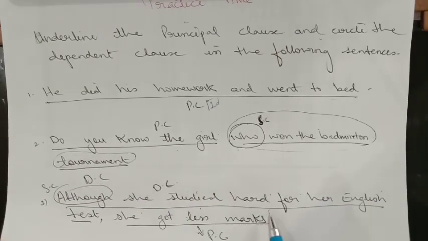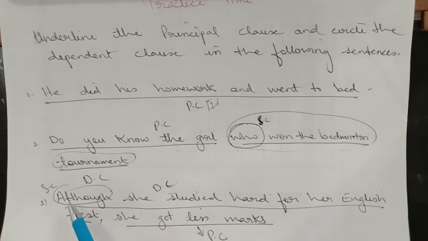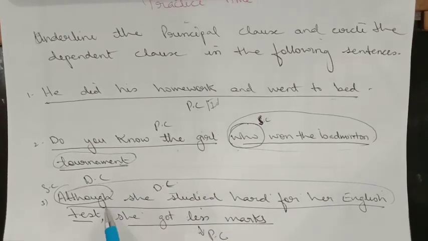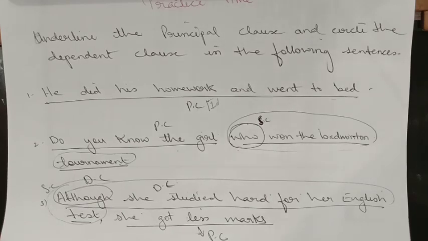Although she studied hard for the English test, she got less marks. So she got less marks is your principal clause, and it is not starting with a subordinating conjunction. So this is your dependent clause. Are you getting it? You can very easily find it out. Your dependent clause will start with a subordinating conjunction only. Okay.